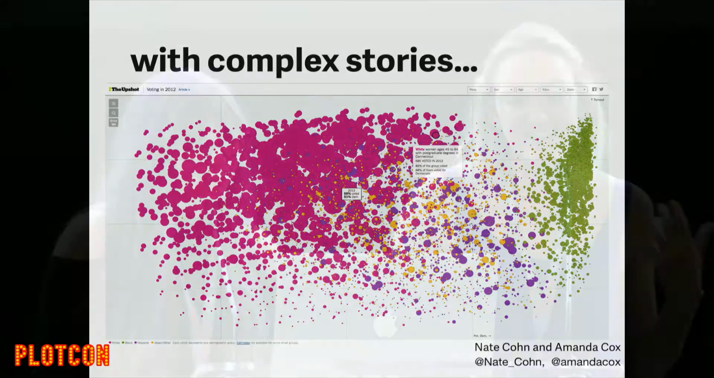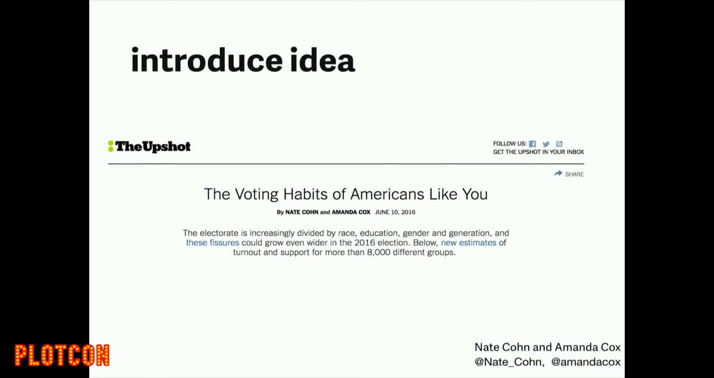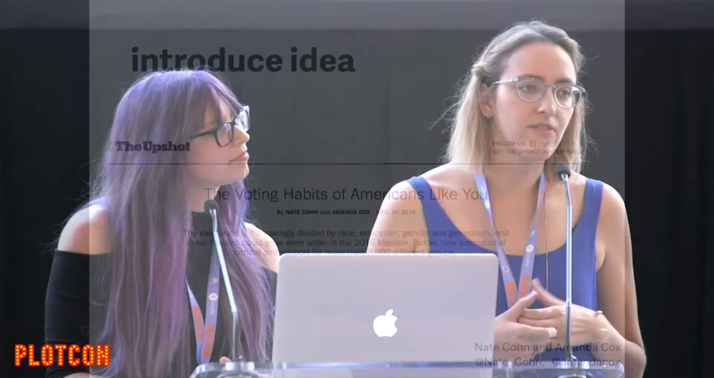Right. Instead, what they did was, first of all, they introduced the idea and they eased the audience into the big visualization. This was all about the voting habits of Americans, and the goal was to really highlight just how increasingly divided the US electorate is and how deep the fissures are getting, which I imagine is just getting more and more interesting as each week passes. But anyway, in the end, the visualization shows 8,000 groups. In order to make you able to understand this, I'm going to actually go to the visualization itself.